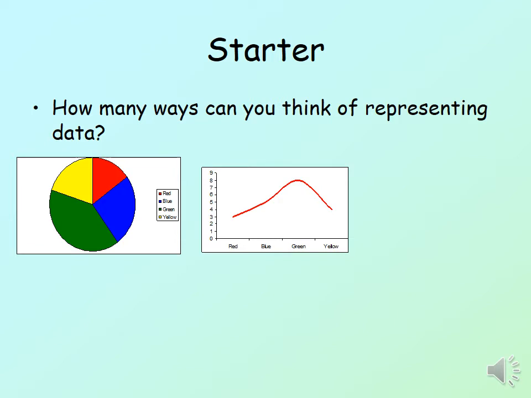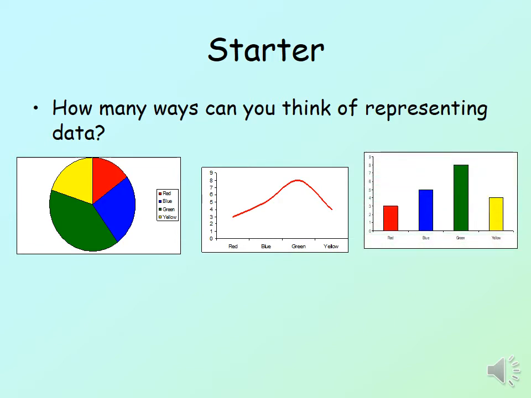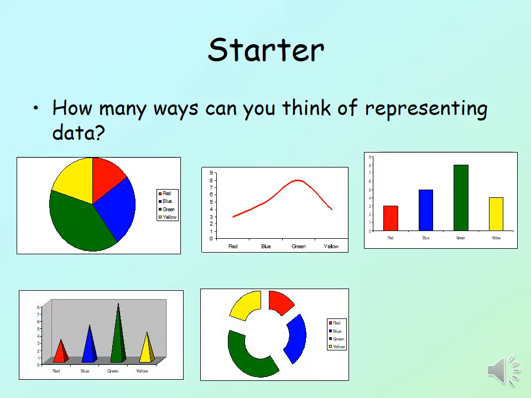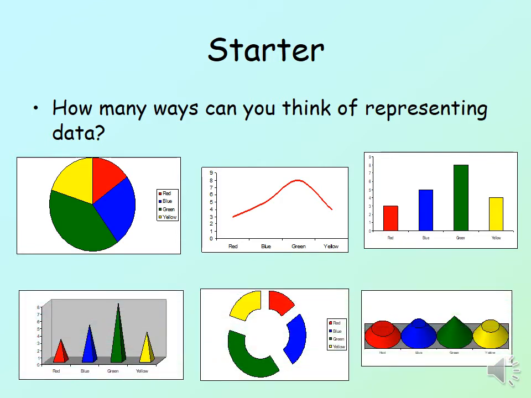is called a line graph, or something like this, which is called a bar graph. So we do need to go through these forms of representation, but today we are looking at what's in this line here, which is what's known as pictograms. So those pictures represent the information that they are showing.